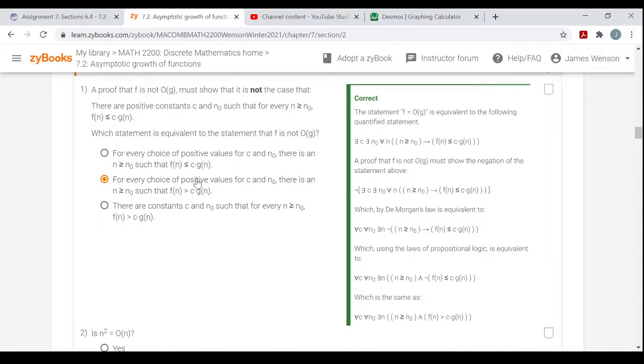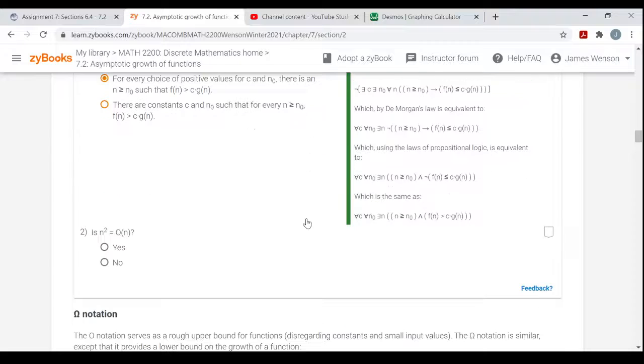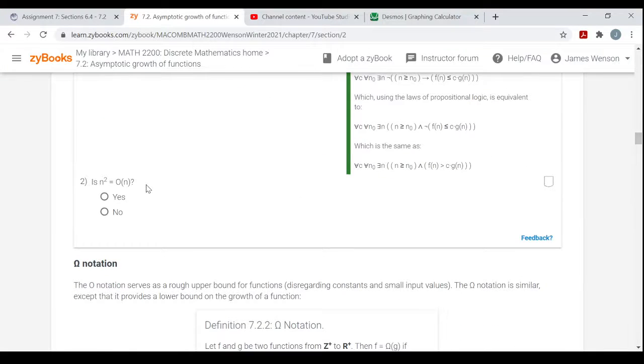So that's the second statement. Right? For every choice of positive values c and n0, there is a value of n greater than or equal to n0 such that f of n will be greater than c times g of n. So again, they go through the notation here, the there is and for alls and negating it. So take a look at that. Now, you don't have to prove this or disprove it. Just think about it. These are polynomials again, very easy.